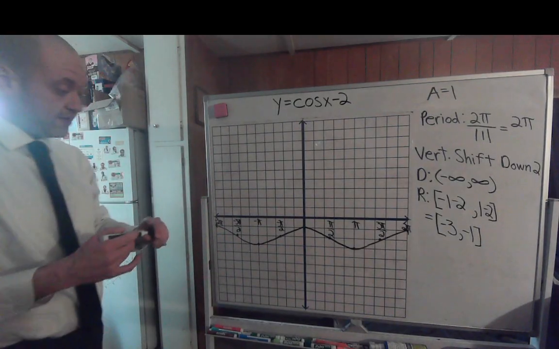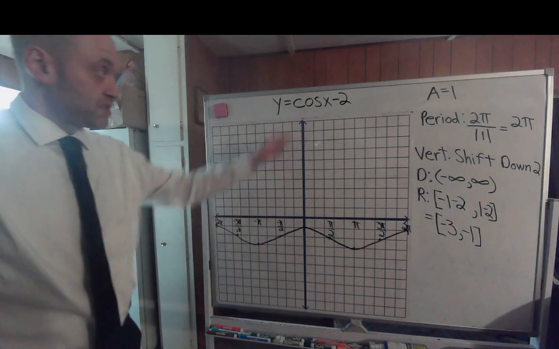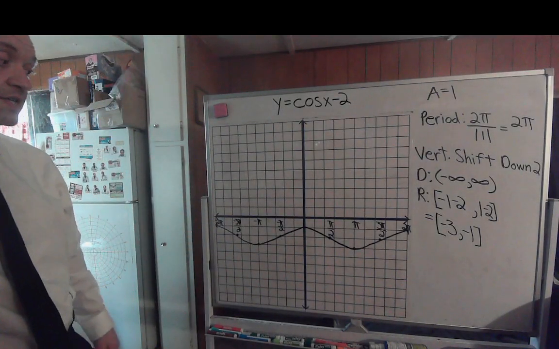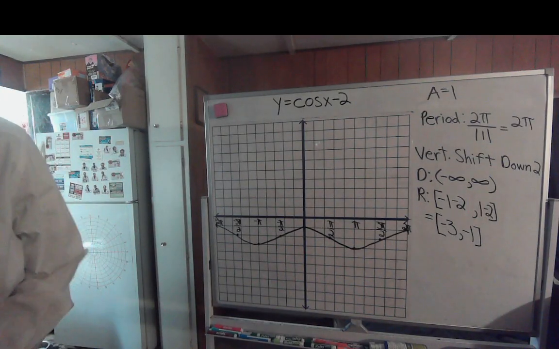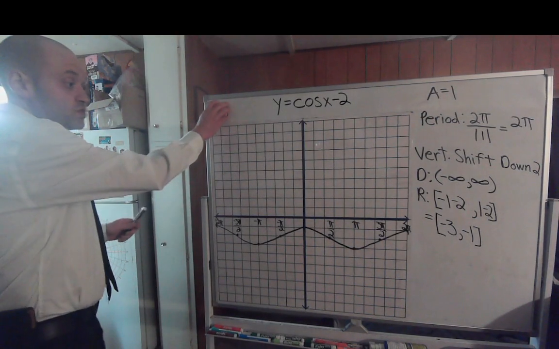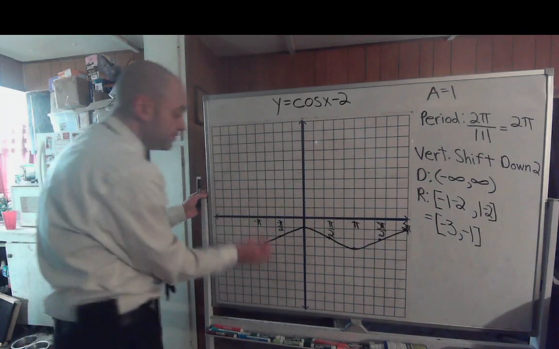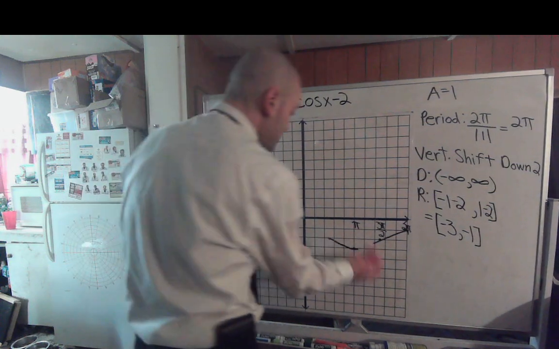And there is the left branch of this cosine function shifted downwards 2 units. So you can get some really neat transformations when you start shifting, and even better yet, reflecting, which we're going to get into here in the next example.